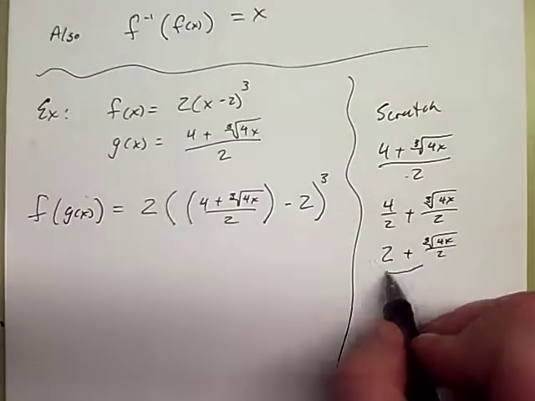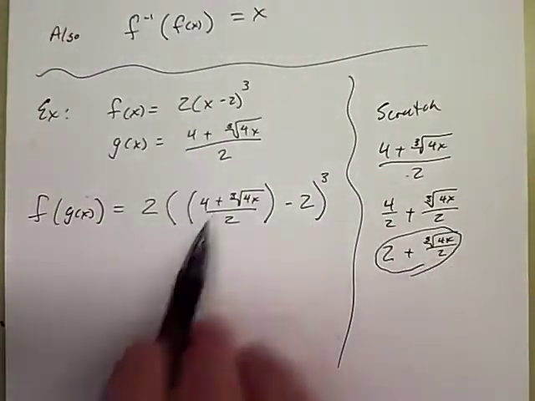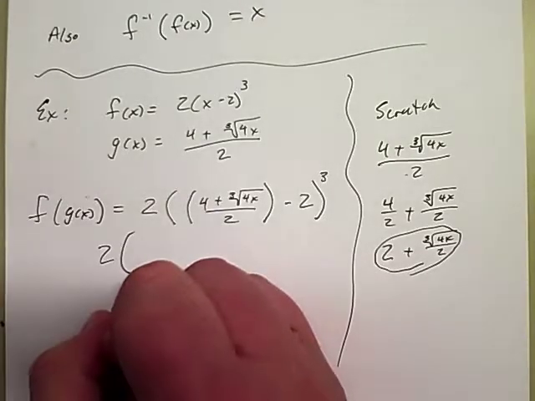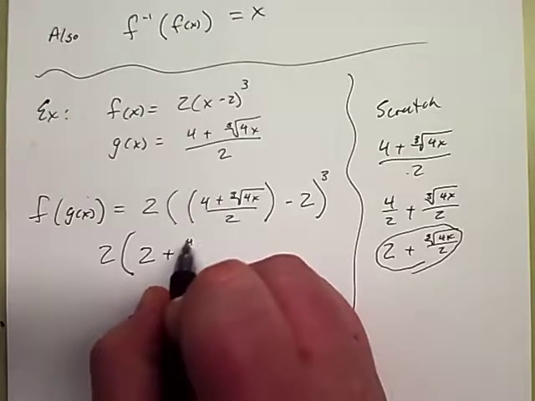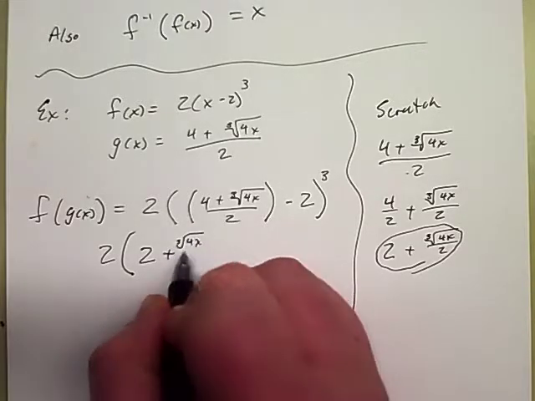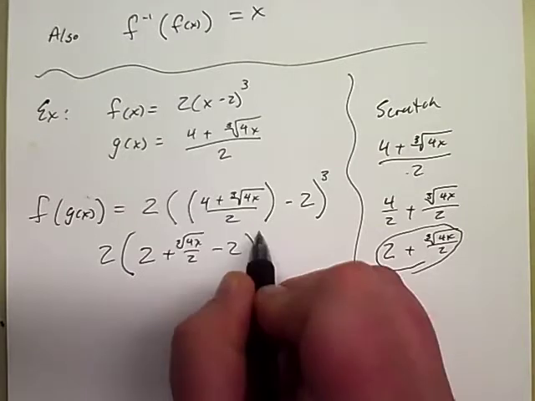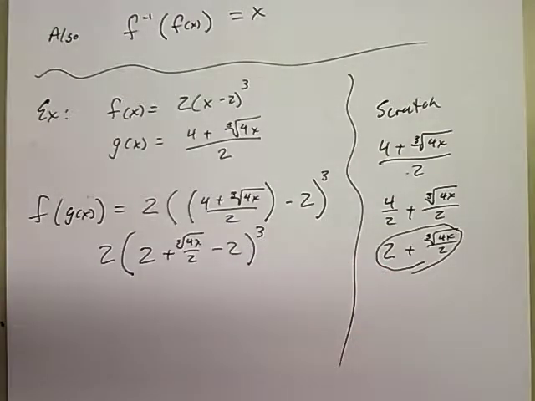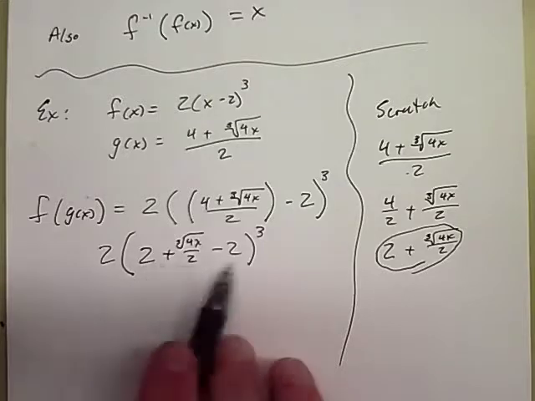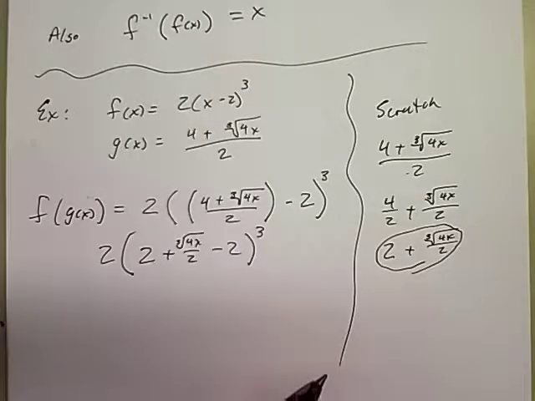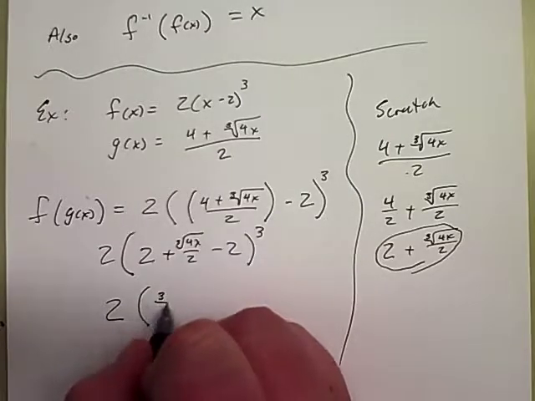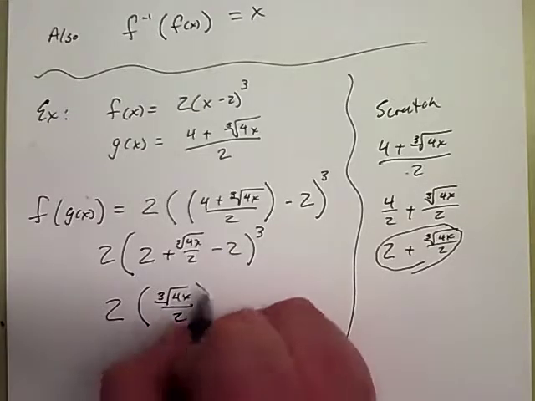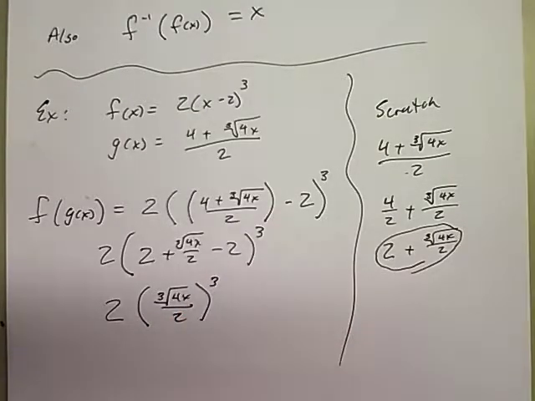So I'm going to take this and replace that with it. So I have 2 times, all this becomes 2 plus the cube root of 4x over 2, minus 2. The whole thing is cubed, right? Well, I have a positive 2 and a negative 2 inside my parentheses, and that goes to 0. So now I'm left with 2 times the cube root of 4x over 2, cubed.